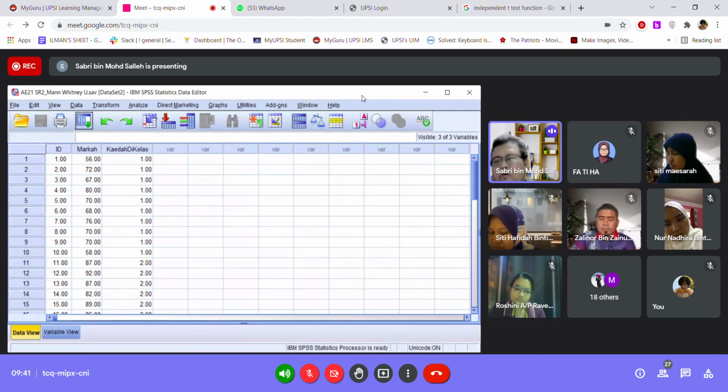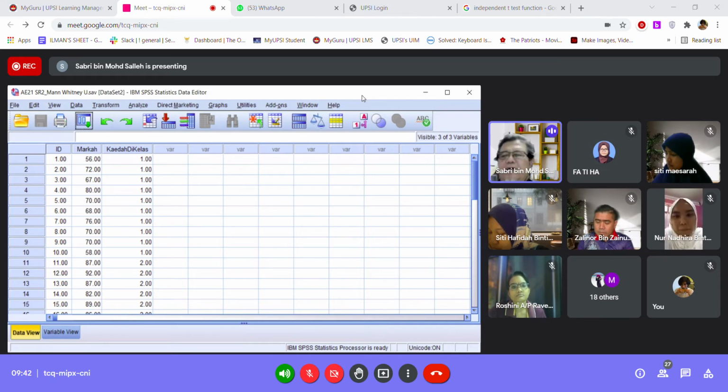But if that two is not fulfilled, sama ada data tu bukan scale atau data tu scale tapi the data distribution is not normal, then we cannot use independent t-test. We use the alternative, Mann Whitney U, a non-parametric test. Function sama, to look at the differences between two groups, tapi syarat dia beza: either data not scale or distribution not normal. Okay, so how to run the test?